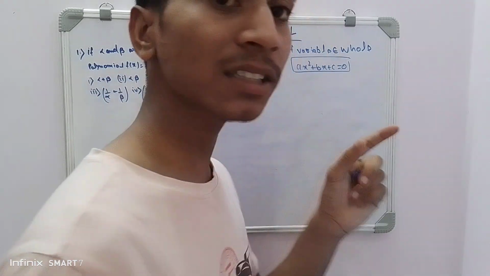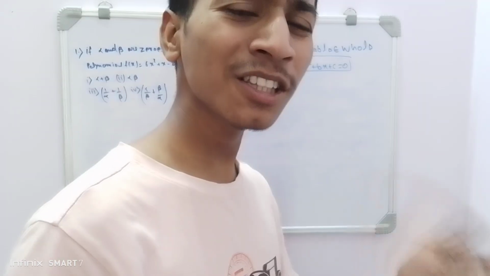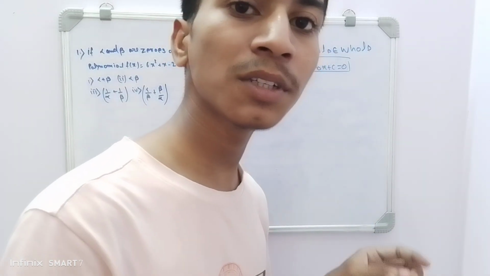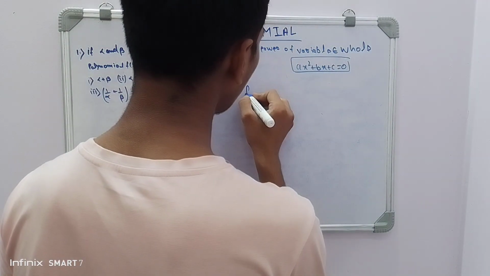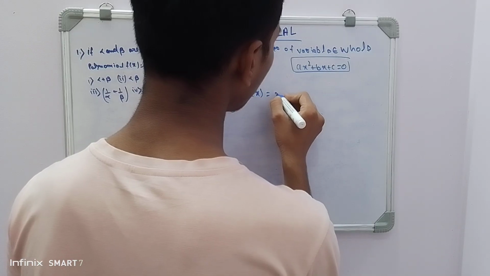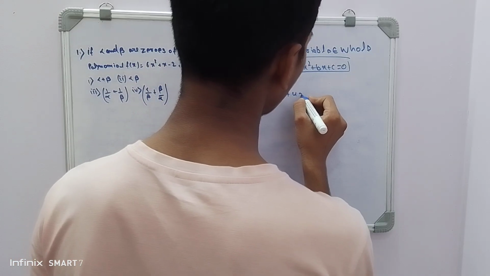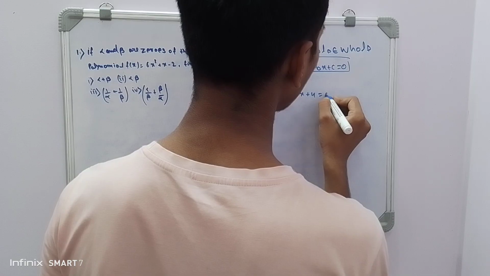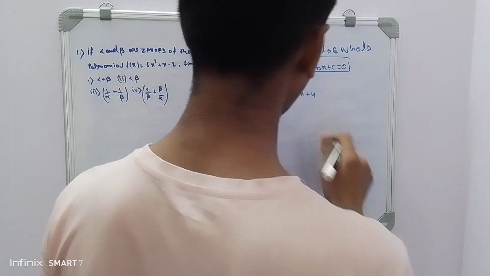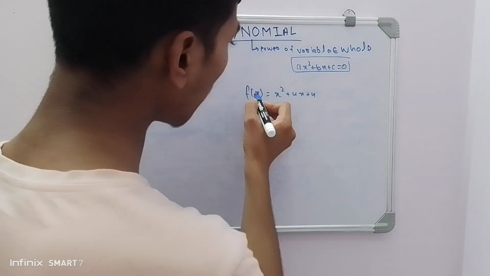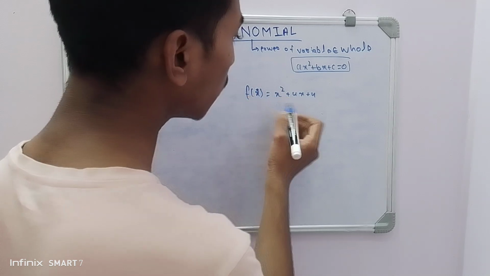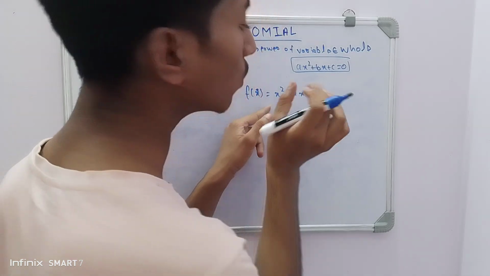which is the relationship between the zeros. What is the meaning of zeros? Zeros means, let's suppose we have written that f(x) is a polynomial, which is x square plus 4x plus 4 is equal to 0. So you have to write the value of x for which this is going to be 0.